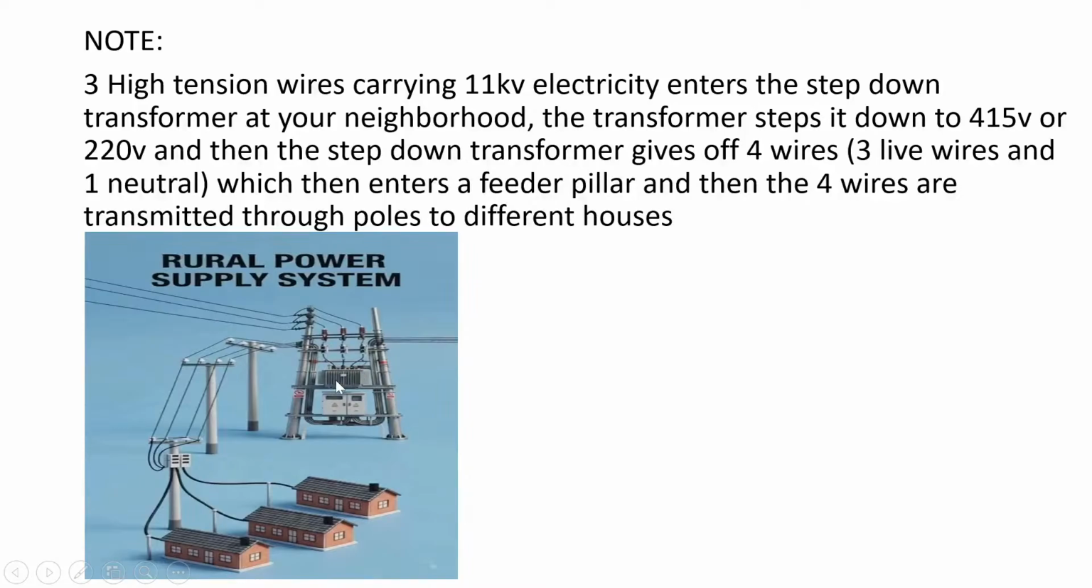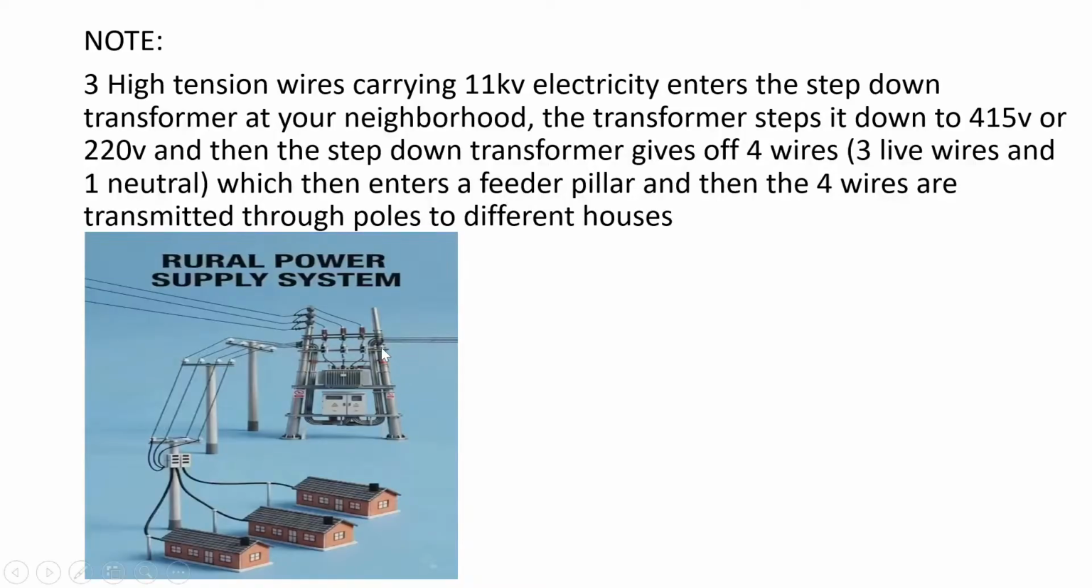Now, once these 3 wires enter into our step down transformer, 4 wires are going to come out of the chest of the step down transformer. Now, you can see these 4 wires are entering into what? This is what we call our feeder pillar. So now this feeder pillar is going to transmit our stepped down electricity, and it is going to be transmitted on poles. Now these poles might be wooden poles, it might be concrete poles, and the wire itself can also be passed underground.